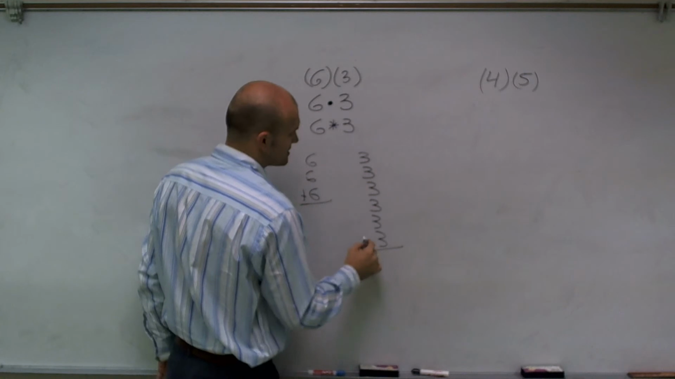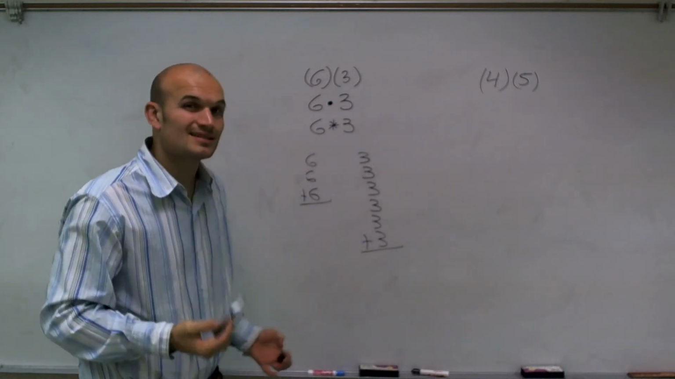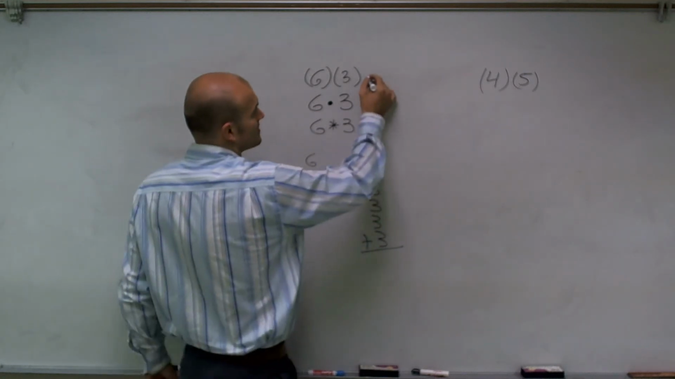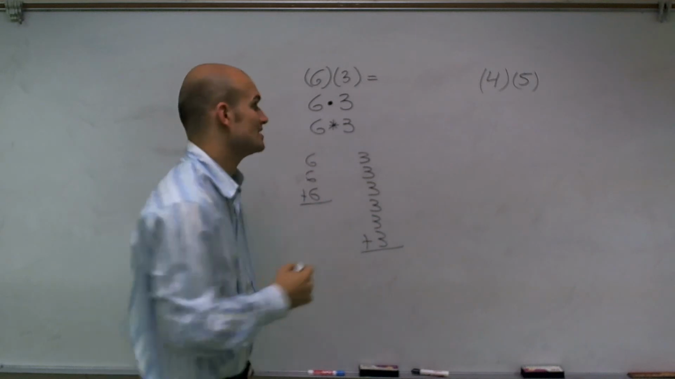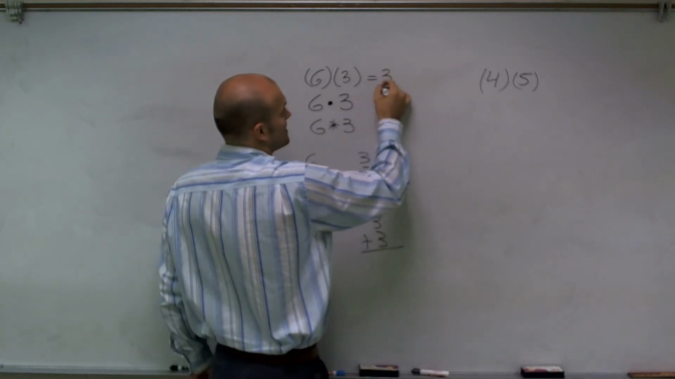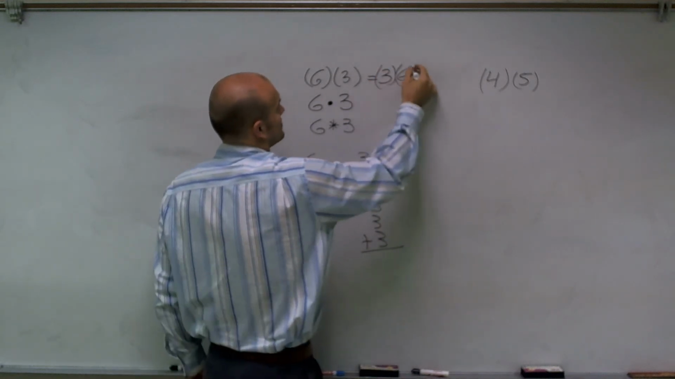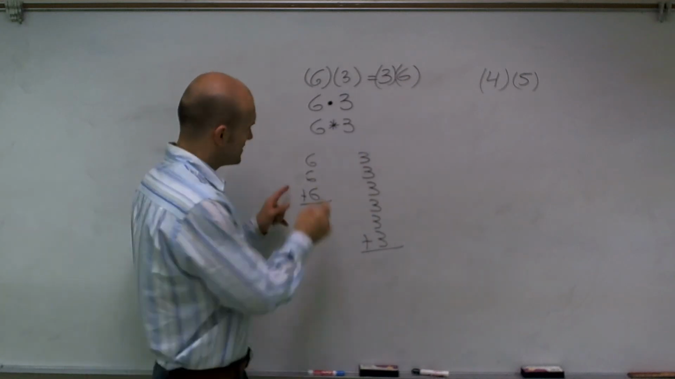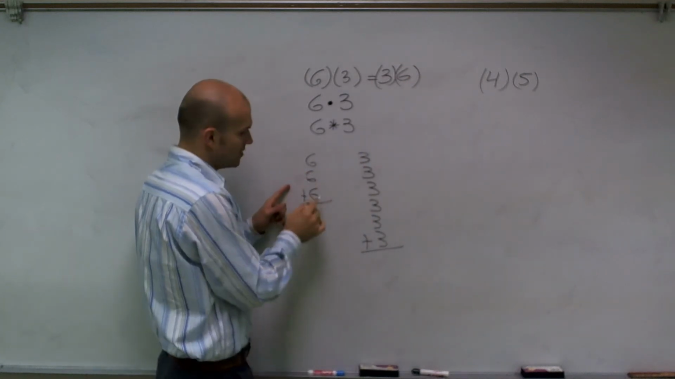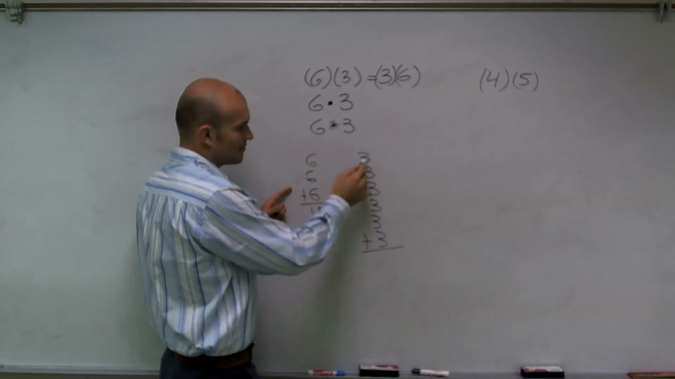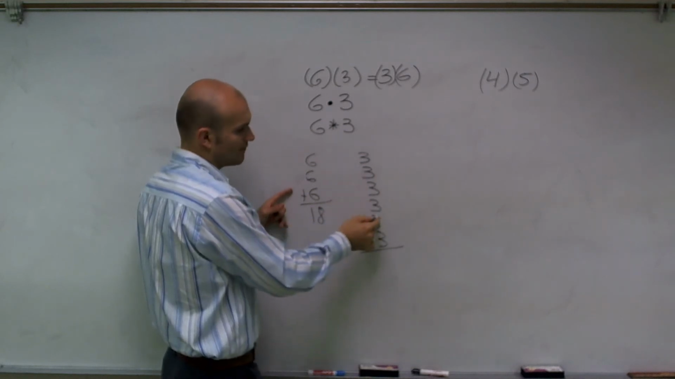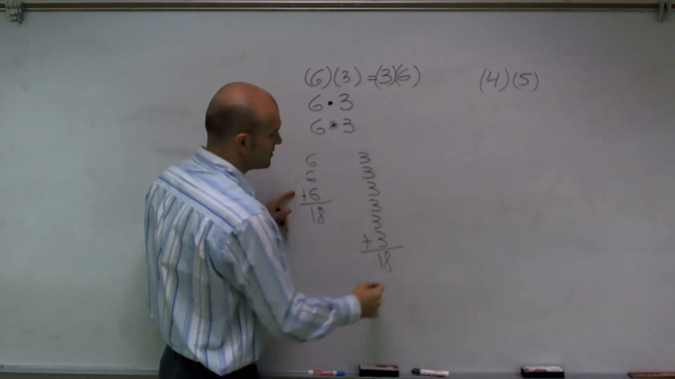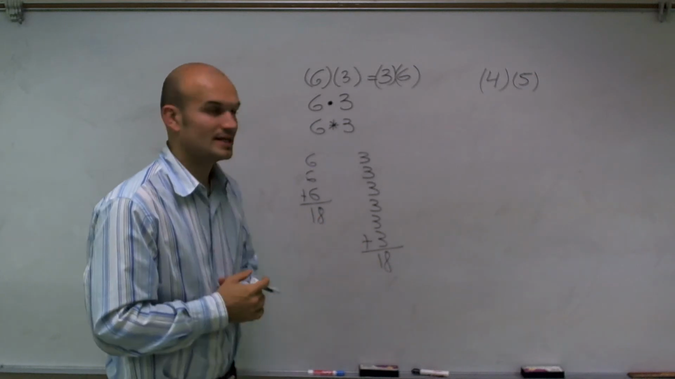And what you notice is when you do it either way, it doesn't really matter. That's why a lot of times what we say is multiplication is commutative, meaning 6 times 3 is the same thing as 3 times 6. It doesn't matter which way you write the sets, because 6 plus 6 is 12, plus another 6 is 18. 3, 6, 9, 12, 15, 18. Either way you add it up, you're going to get the same answer.